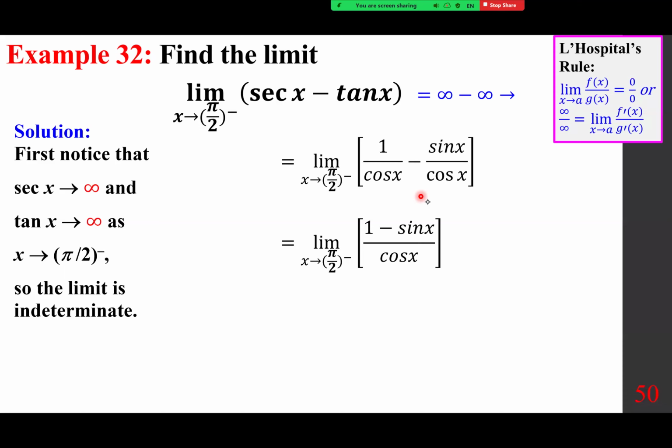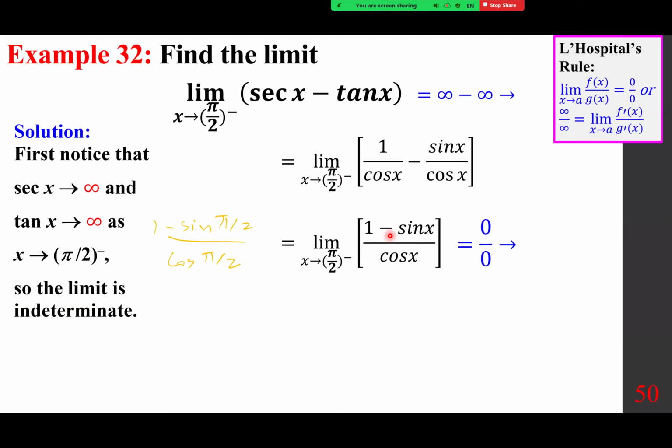Now, if we plug in, what happens? If you plug in pi over 2, sine of pi over 2 is 1. So let's just do that. So you get 1 minus sine of pi over 2 over cosine of pi over 2. And sine of pi over 2 is 1, cosine of pi over 2 is 0. So you get 1 minus 1, 0 over 0. And that means you can use L'Hopital's rule. That means I'm going to differentiate the top and the bottom as follows.